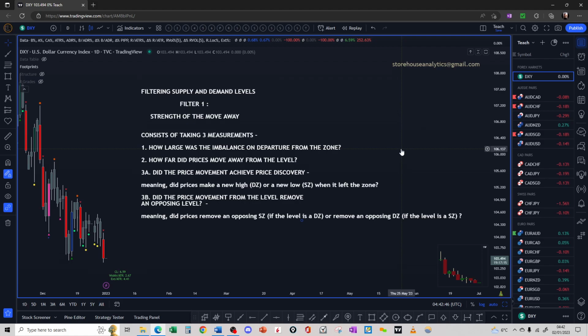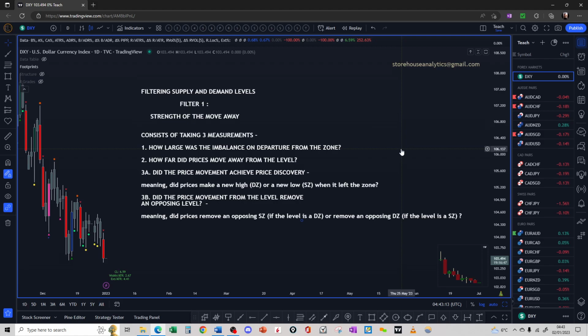So I've just made a few notes for you so that when you're watching the video, you'll be able to understand and follow along. Now, when we're talking about the strength of the move away from the level, there are a few things that we're looking at. We're looking at, firstly, how large the imbalance was when prices left that level. That's that big move that I was talking about. And I'll show you on the chart, as you know.